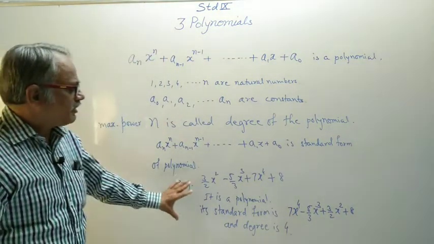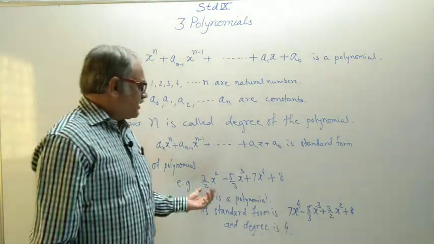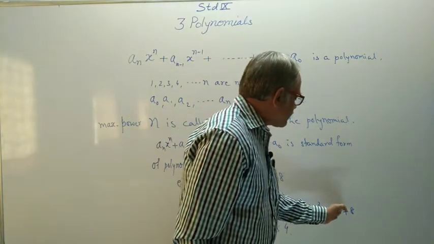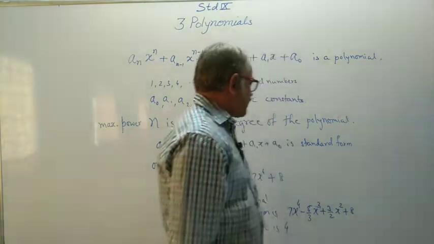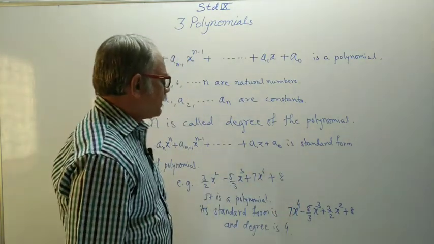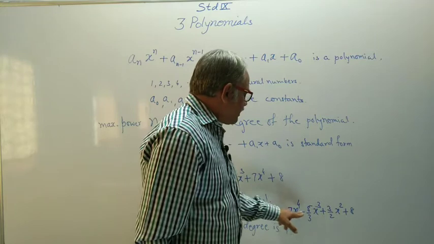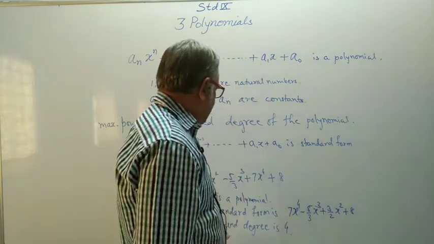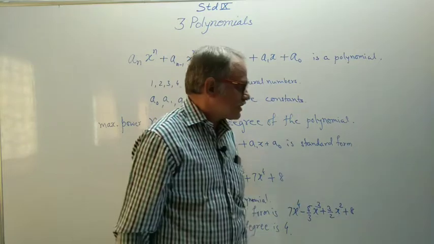Now you must have understood that standard form means nothing but to write in the descending order of x, descending order of variable, power should be in the descending order. The multiplier may be positive, negative, fraction, anything, and degree means maximum index.